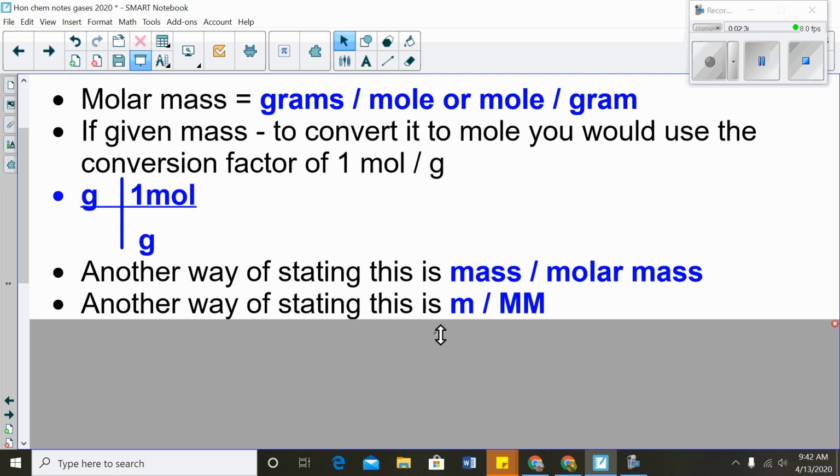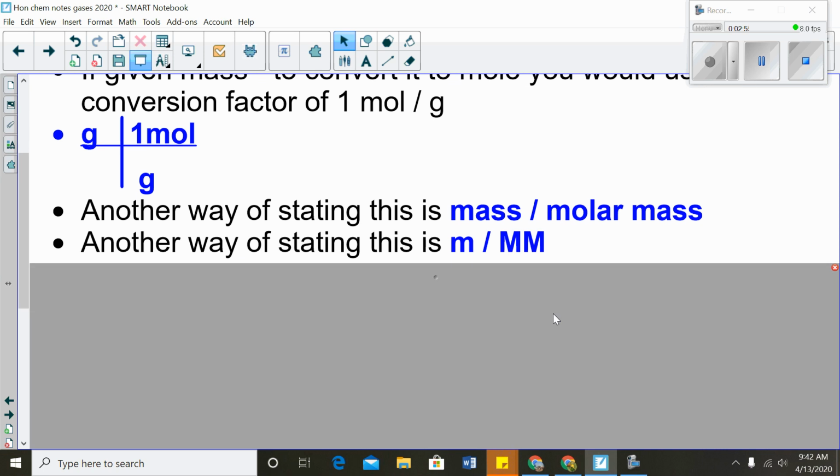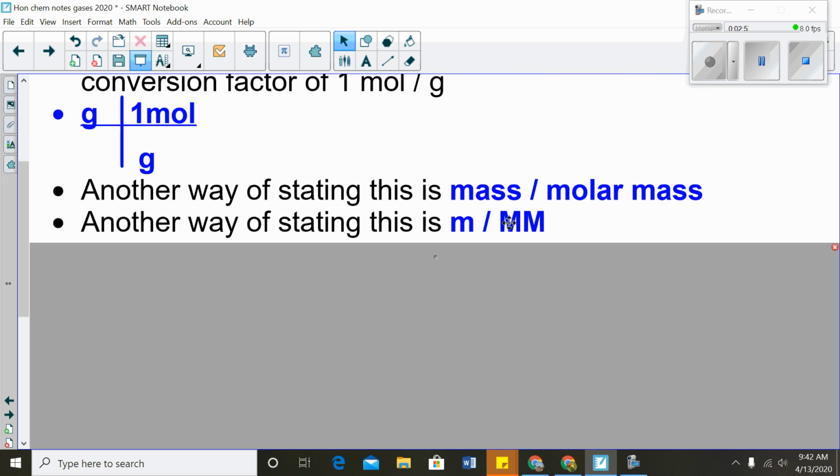Now another way of stating this, let's go back to our letters. Mass is M, which you've seen before, but capital M is how we're going to reference molar mass. If you had 2 lowercase m's, then that would look like millimeter and be quite confusing. So it's capital M to represent molar mass. So this is just a restatement of this conversion right here, right? M for grams divided by molar mass.